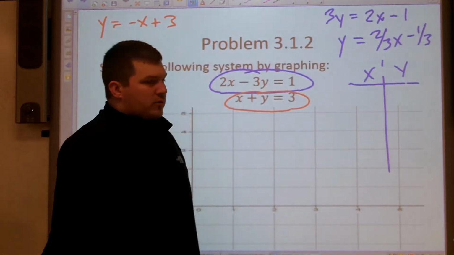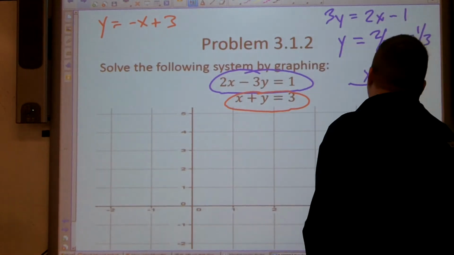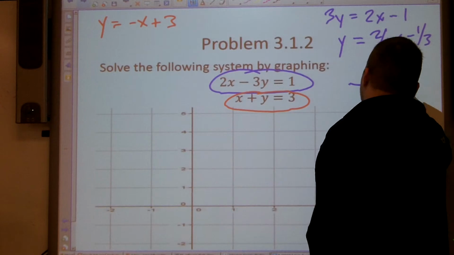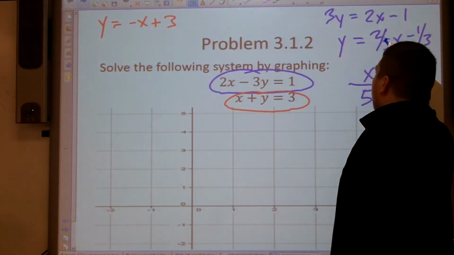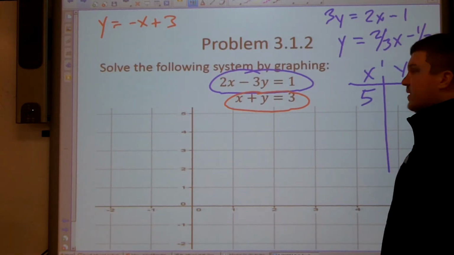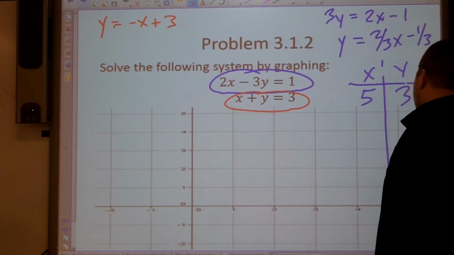Okay, now I want to be smart with my choices here. So I want to pick something, let's try maybe x equals 5. So x equals 5, I have 10/3 minus 1/3, which is 9/3, but 9/3 is just simply 3, so y equals 3. So x equals 5, y is equal to 3.